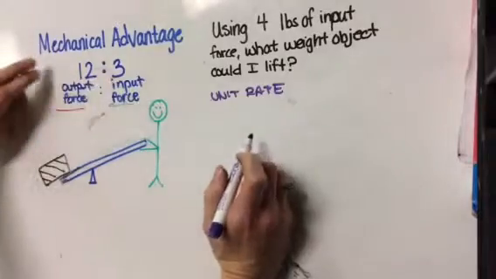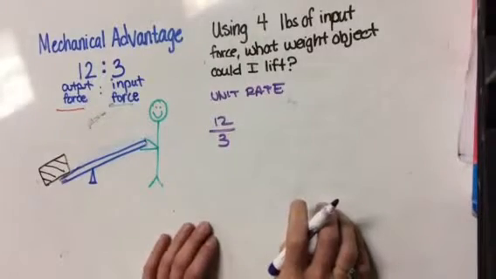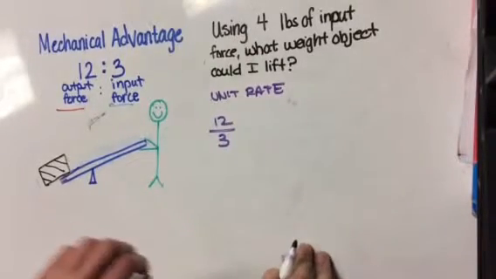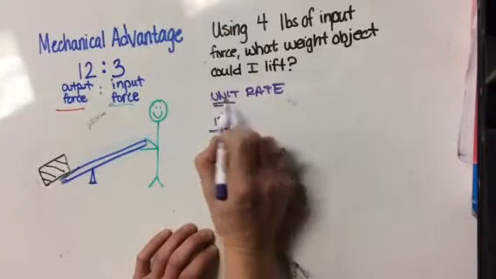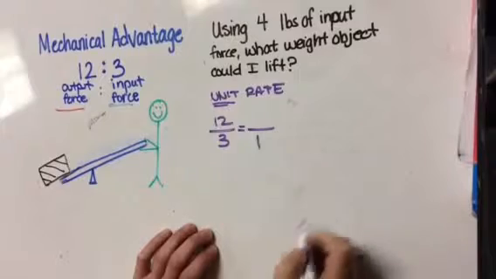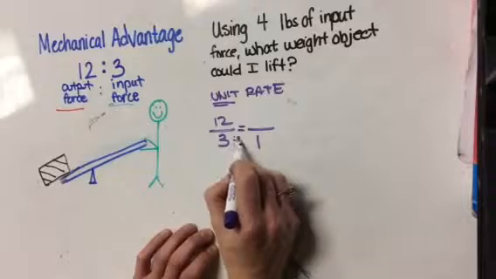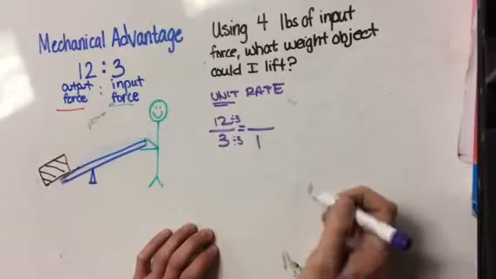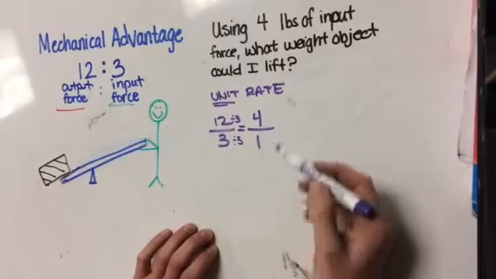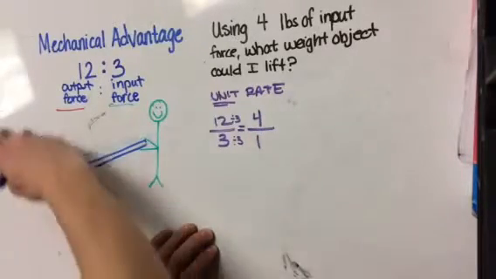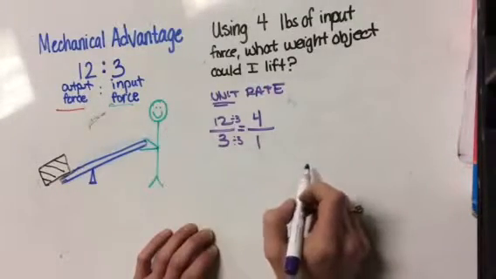Our output force to input force is 12:3. I'm going to write that in fraction form to allow myself to manipulate the fraction more easily. When I do that, my unit rate is always going to compare to 1 unit. So to get from 3 to 1, I divided by 3, so I need to do that to my numerator as well. 12 divided by 3 gives me 4. So my unit rate tells me that for every 4 pounds that I'd like to lift, I need to use 1 pound of my own force on the machine.